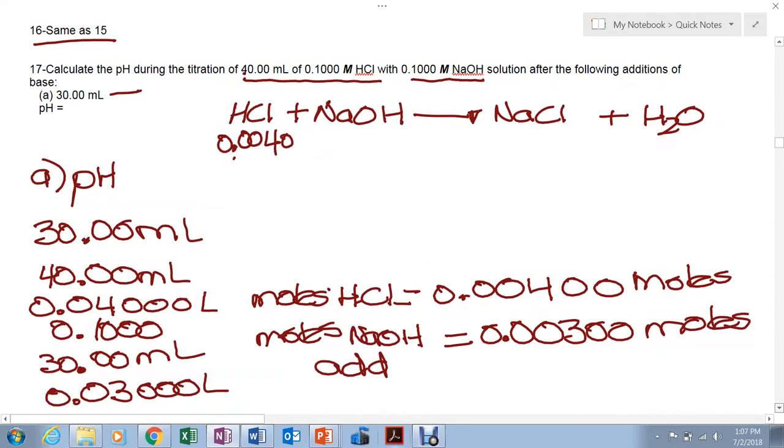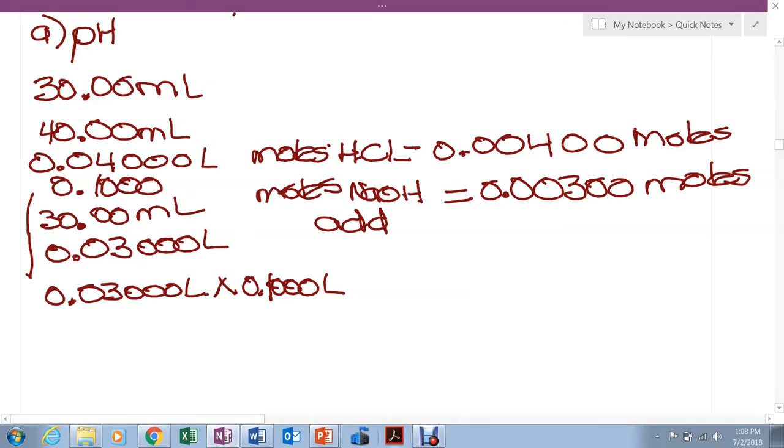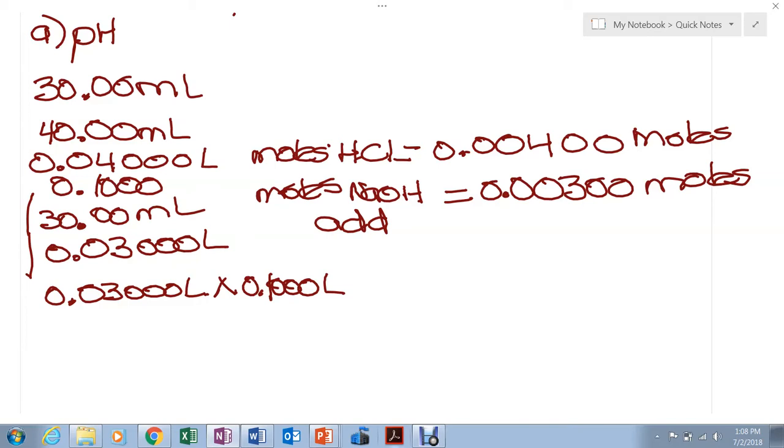Okay, so the number of moles added on letter A is 0.03000 liters multiplied by 0.1000 molar. So the moles of NaOH added is going to give you 0.003.